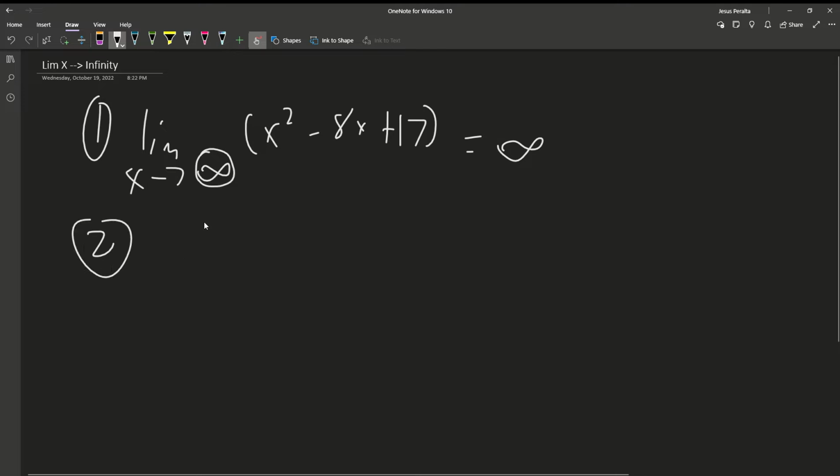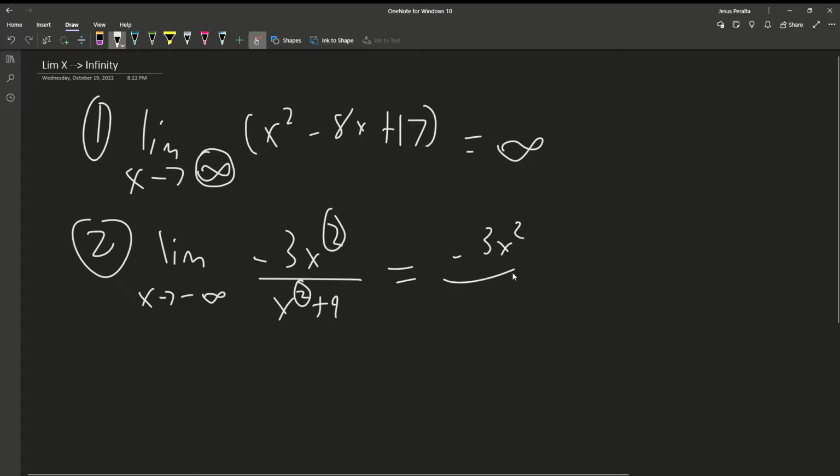Number 2, today might be easy, hopefully. Limit as x approaches negative infinity. Be mindful if it's infinity or negative infinity. 3x squared over x squared plus 9. So, right here we have a rational equation, which means we have it as a fraction, but we just want to look at the highest exponents. So, realistically, we are just going to write negative 3x squared over x squared, which is going to give us negative 3. That is it.